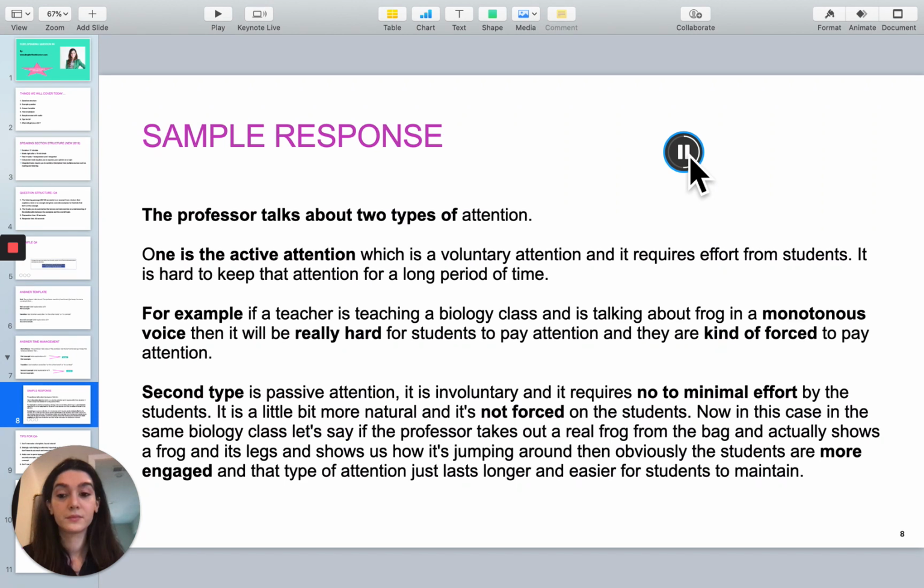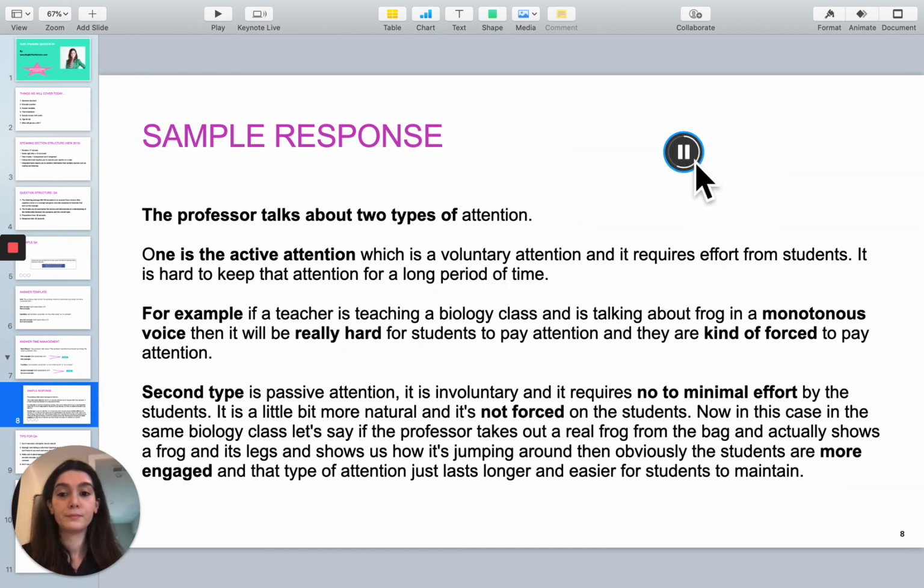Second type is passive attention. It is involuntary and it requires... Okay, so here if you notice, I actually did not use my transition words that I told you about, on the other hand or in contrast, because if you need a 26, you cannot memorize a template and follow it blindly. You need to really just use the templates to inspire you to give natural sounding responses. So of course I know my template, I know what I teach, but I necessarily don't have to follow it line by line. And in this case, I just didn't, and it's totally fine.